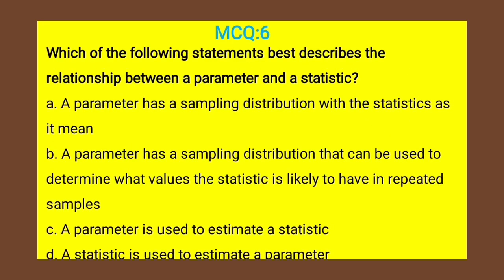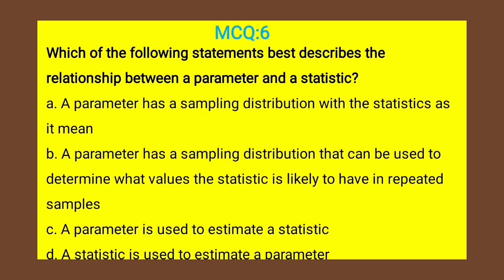Then question 6. Which of the following statements best describes the relationship between a parameter and a statistic? So we say a parameter is for estimation of the population, the measurable characteristics of a population. Then a statistic is also for what? A sample. Is that okay?